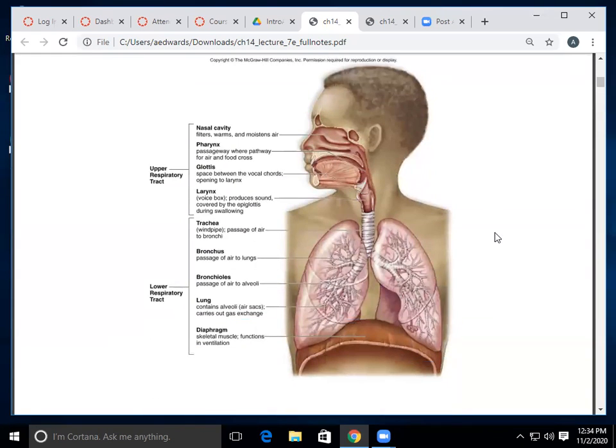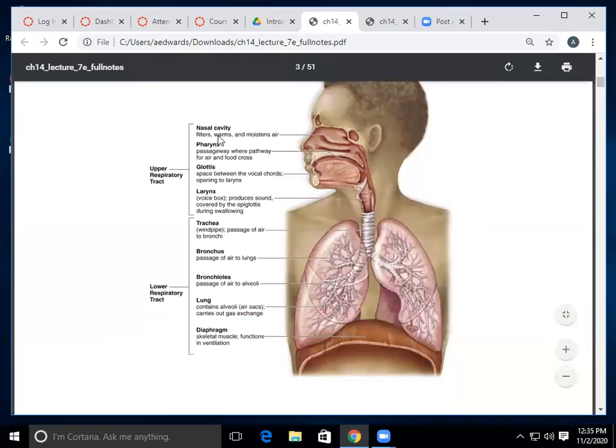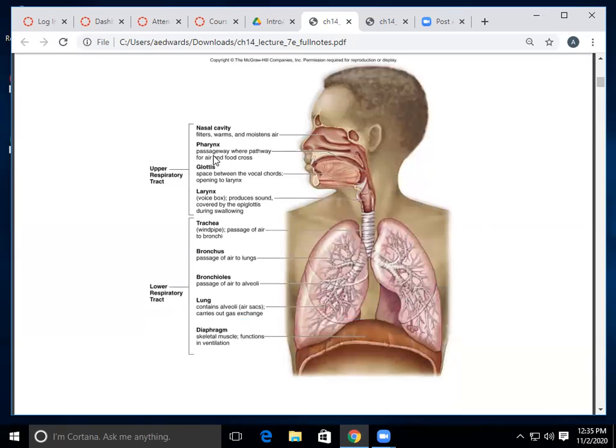All right, nasal cavity and the rest of your respiratory tract. So from your nasal cavity down to your larynx is considered your upper respiratory tract. Trachea down to your diaphragm is considered your lower respiratory tract. Your nasal cavity moistens the air, filters it and warms it. Your pharynx is a passageway for both air and food. Your glottis is a space between your vocal cords. Okay, it's an opening to your larynx.